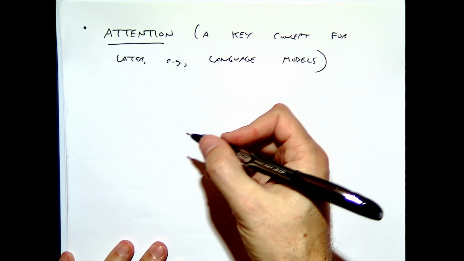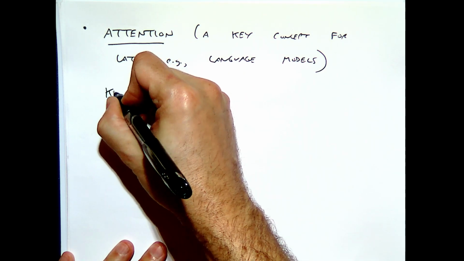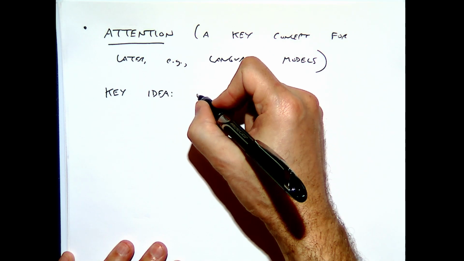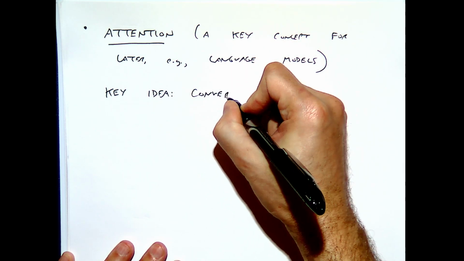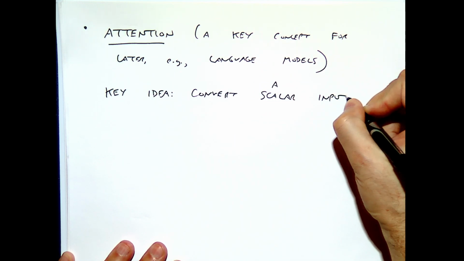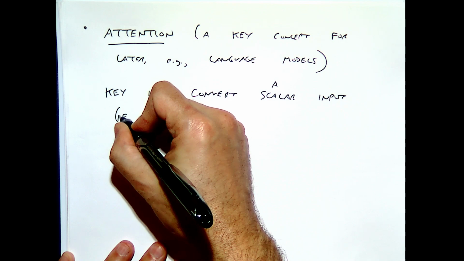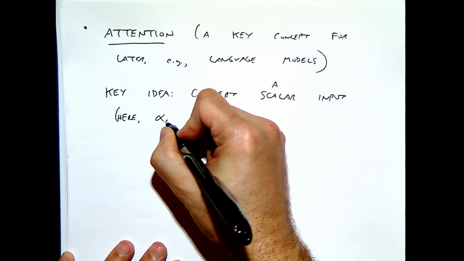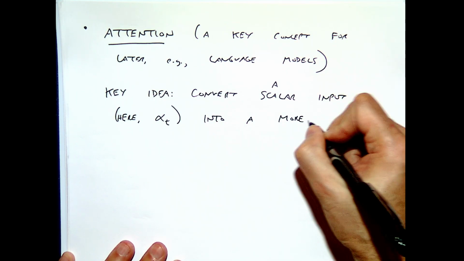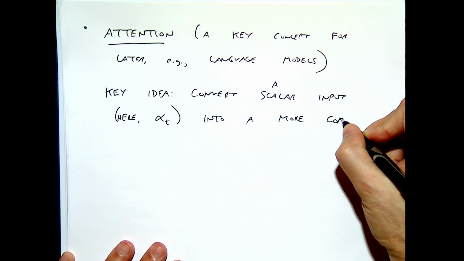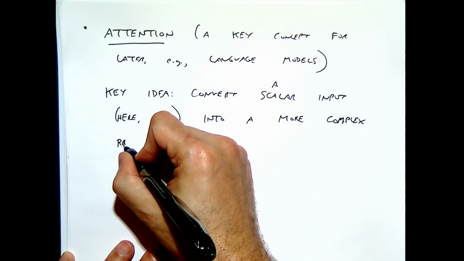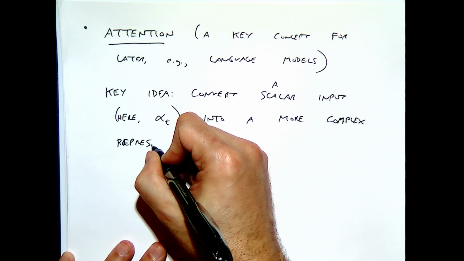So the key idea is to convert a scalar input, which is here, this alpha, into a more complex representation that the network can usefully work with. Man, my writing is bad today, I'm sorry.